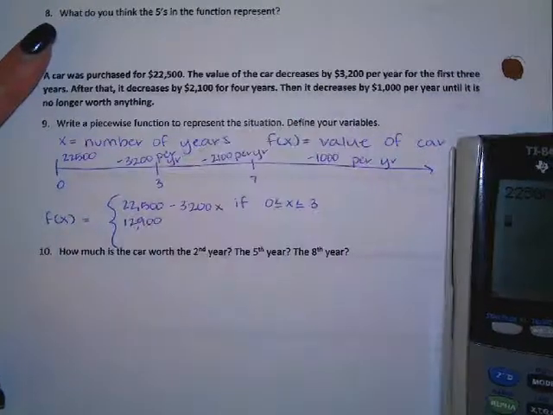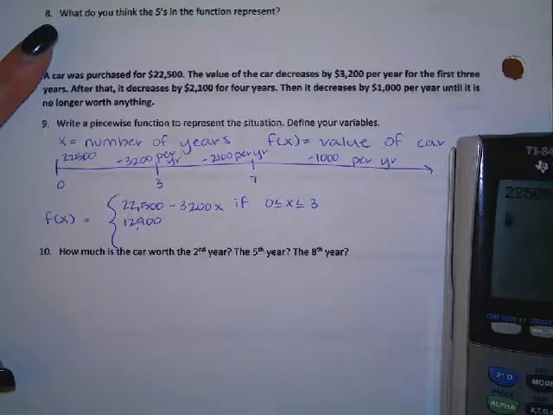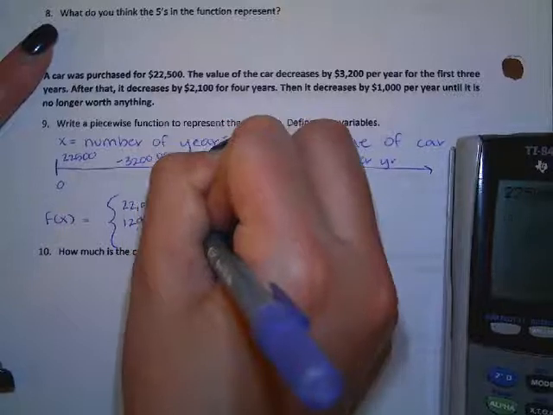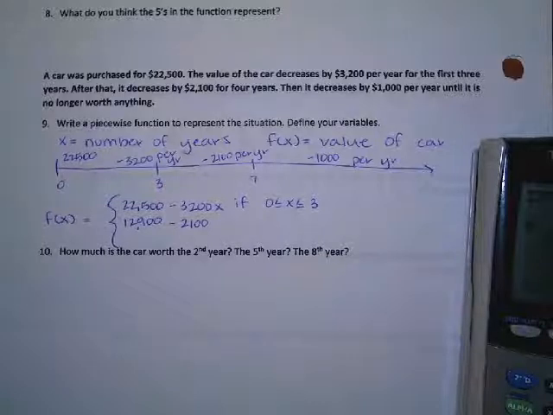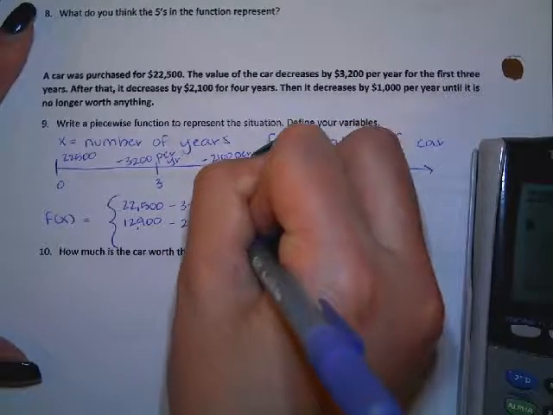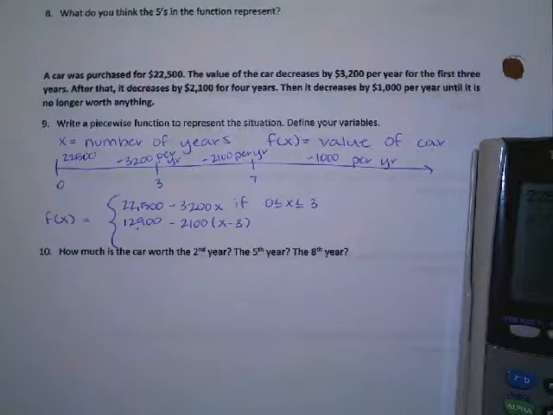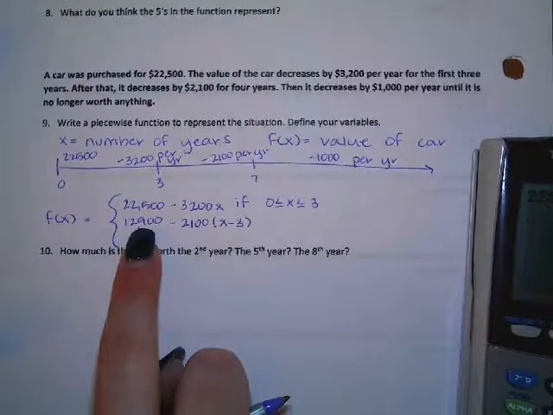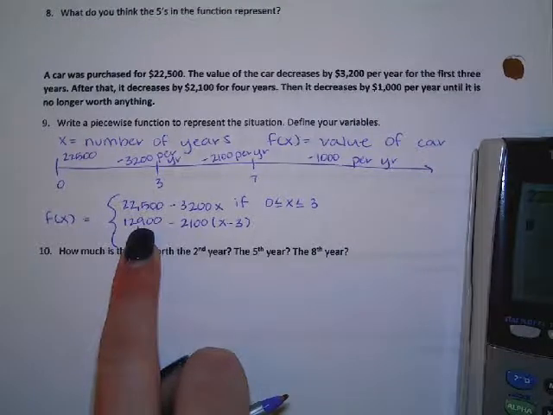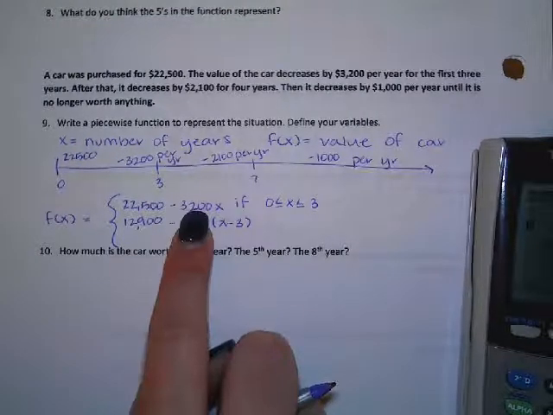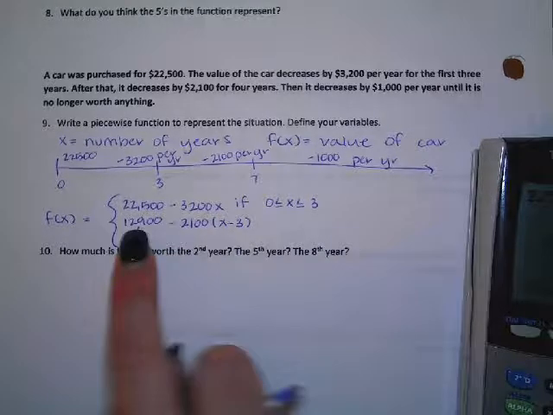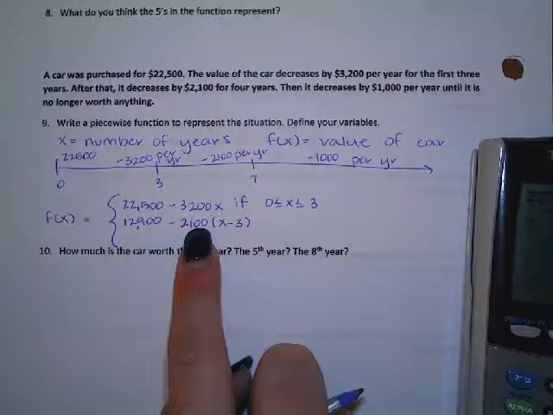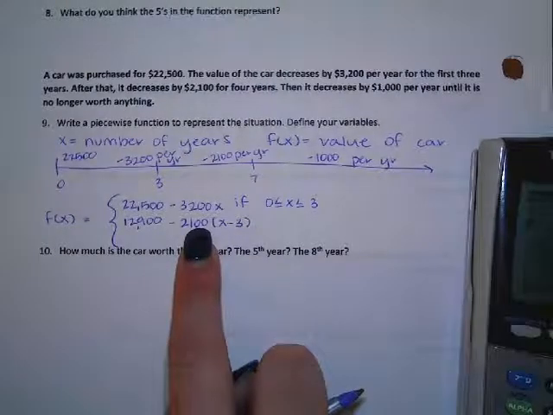So starting at 12,900, and how much are we taking off? 2,100. And it's not times x minus 3, because we only want to take off that amount for the years that happen after the 3rd year. So this amount right here was saying we started at 22,500 and we subtracted off 3,200 for 3 years. That's how we got this number. And now we're continuing to subtract off some more. It's 2,100 per year, but it's only the years after 3.